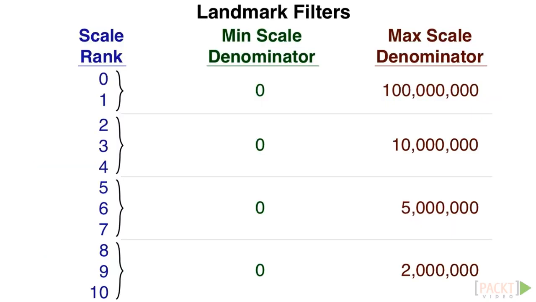We're going to use this to filter the landmarks based on their scale rank and the current zoom level's scale denominator. We will set up a rule so that each landmark is shown only over a certain range of scale denominator values. For example, a landmark with scale rank 2 will be shown whenever the scale denominator is between 0 and 10 million. Notice that the minimum is always set to 0. This ensures that the larger landmarks are still visible as the user zooms in.